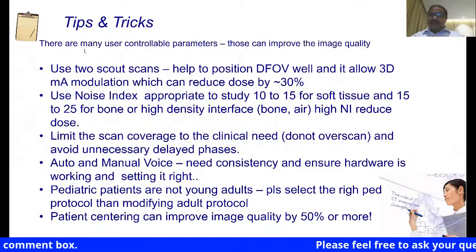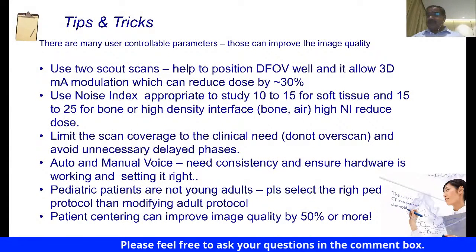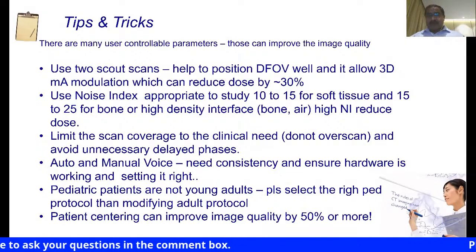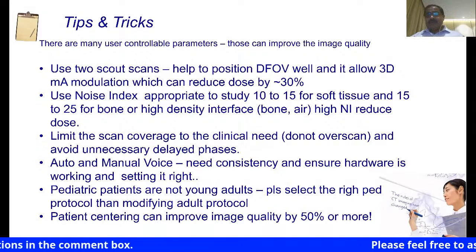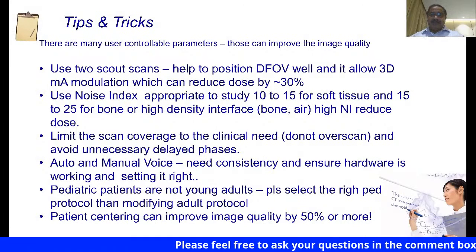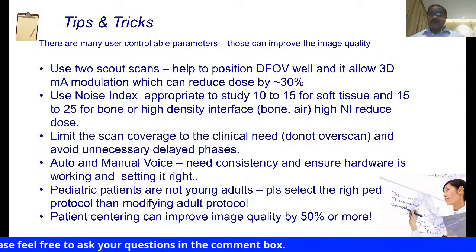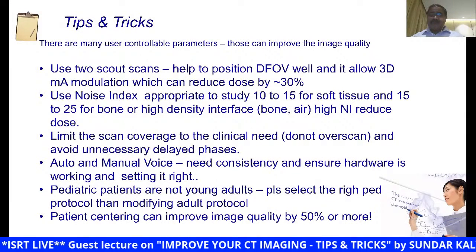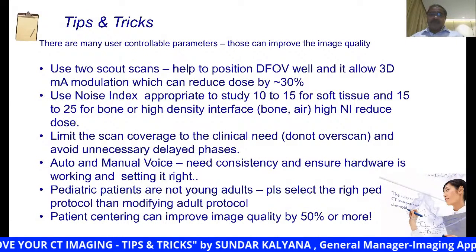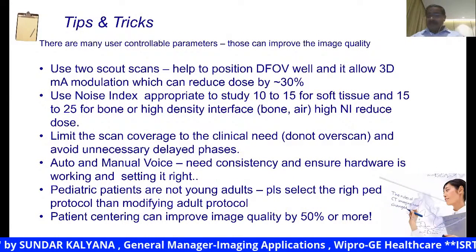Just to summarize so far what you have seen, use of two scouts helps a lot. It will help you to position the reconstructed FOV, as well as help in good mA modulation and reduce the dose by 30%. So please don't delete that second scout which you have put in the protocol. Use of the right noise index, which you have seen, 10 to 15 for soft tissue and 15 to 25 for bone or high density interface, gives you adequate image quality. Limit the scan coverage to the appropriate region. Use manual voice or auto voice, and it needs a lot of consistency.